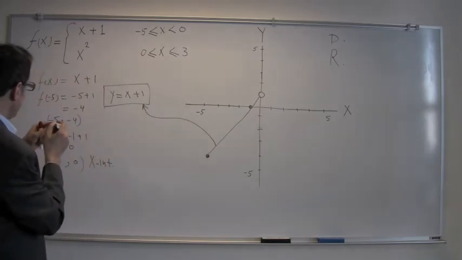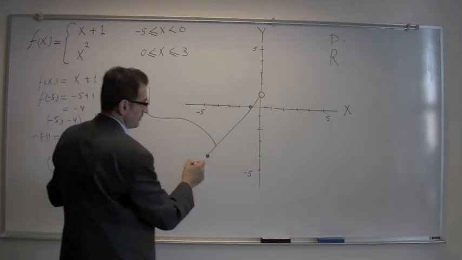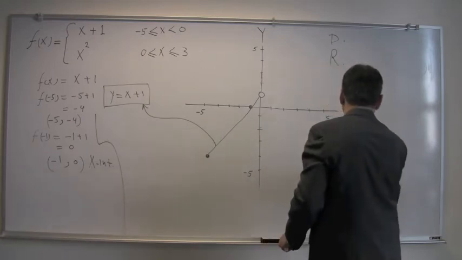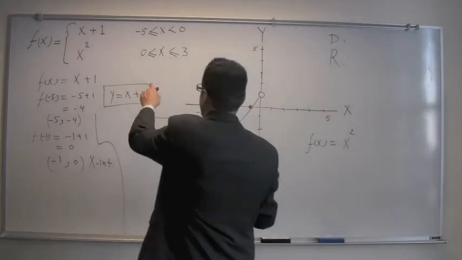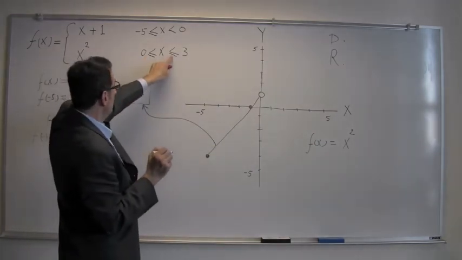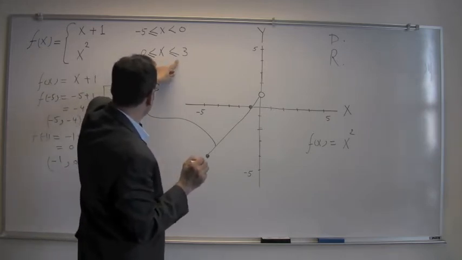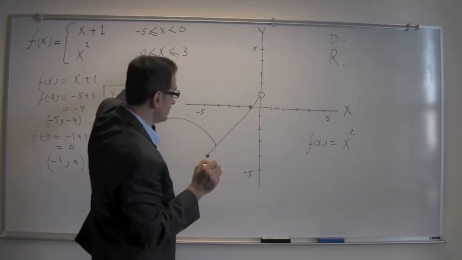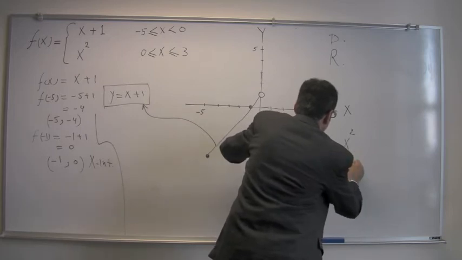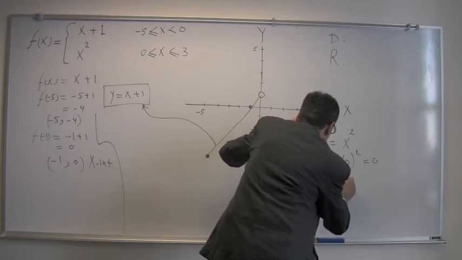Now let me start with this section. I will start with f of x equals x squared with the restriction x greater than or equal to 0 and x less than or equal to 3. The two endpoints are included, so I will start with the first endpoint, 0. F of 0 equals 0 to the power 2, which is 0. Then when x is equal to 0, y is equal to 0.